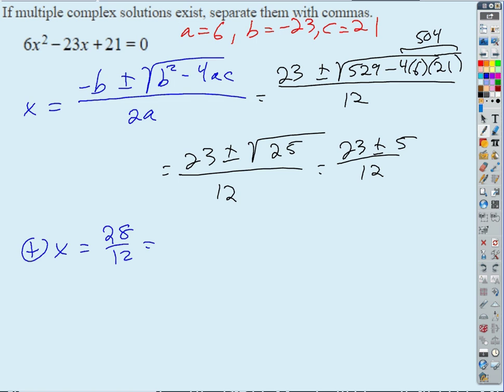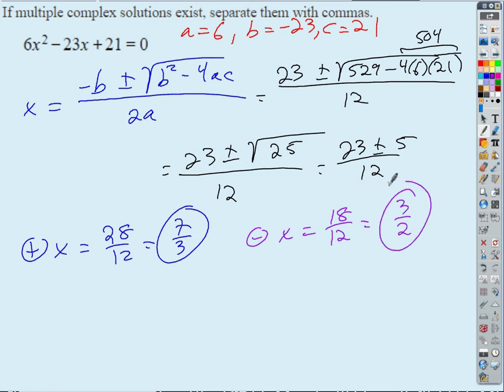So 28 over 12, what can I divide evenly into both of those? 4. 4 goes into 28 seven times and into 12 three times, so there's one answer: 7/3. If I take the minus, I get x equals 23 minus 5, which is 18, over 12. I can divide both by 6 and get 3 halves.